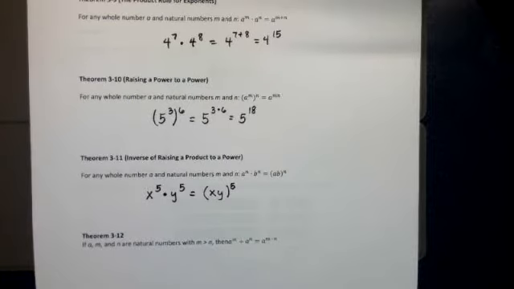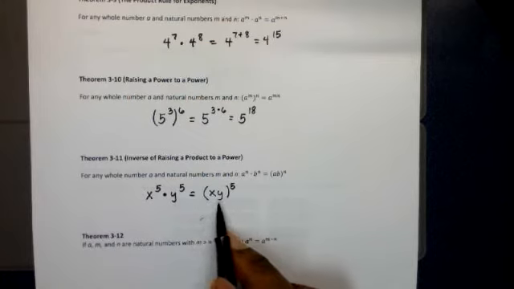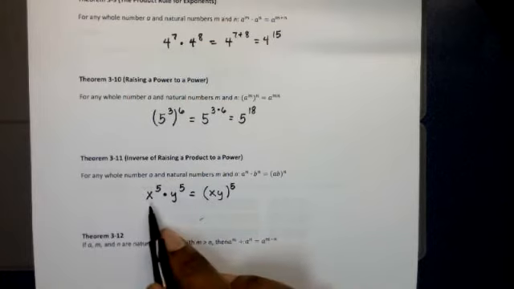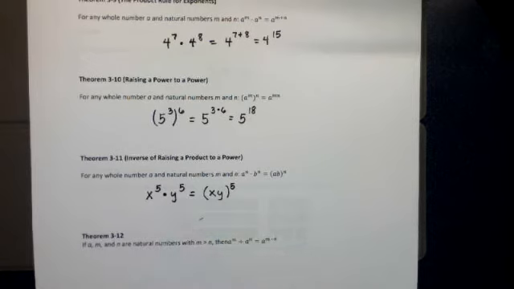That's just the inverse of raising a product to a power. X and y multiply together and it's raised to the 5th would give me this back. X will be to the 5th and y will be to the 5th.